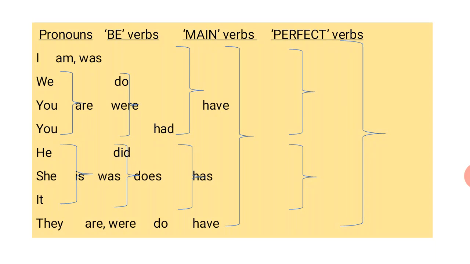Usually we write am with I, and for past tense was. For we, past tense were, present tense are. You are. He is, she is, it is, the be form verbs. Past tense: he was, she was, it was. Next, they: present tense are, past tense they were. Likewise, I have given you do verbs and perfect verbs have, has.